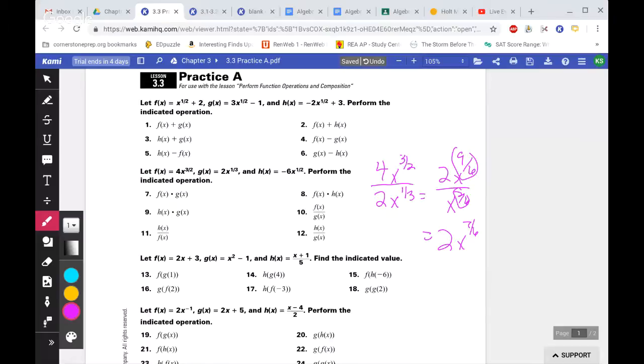All righty. I'll solve for 11. Okay. Good job.